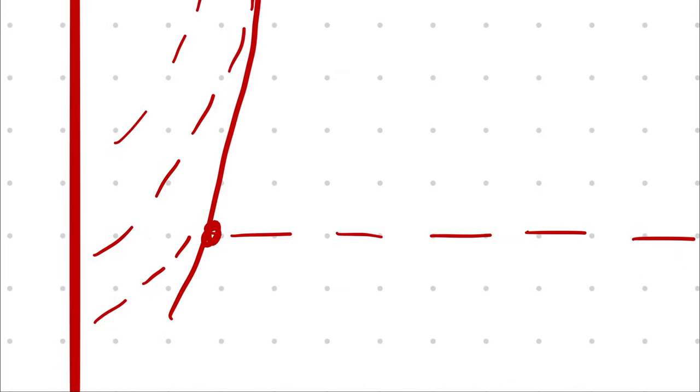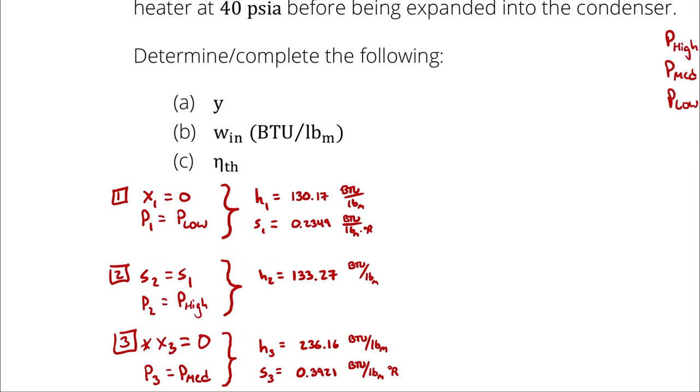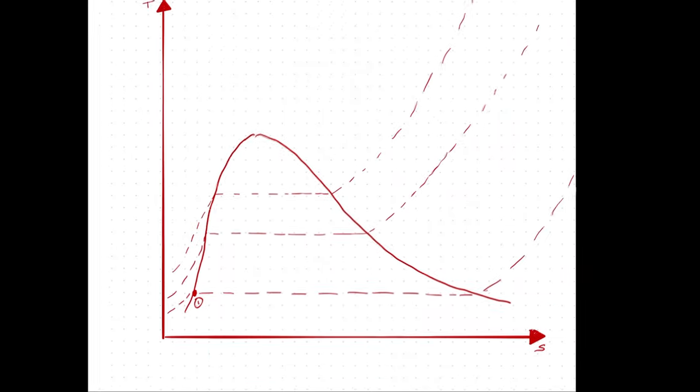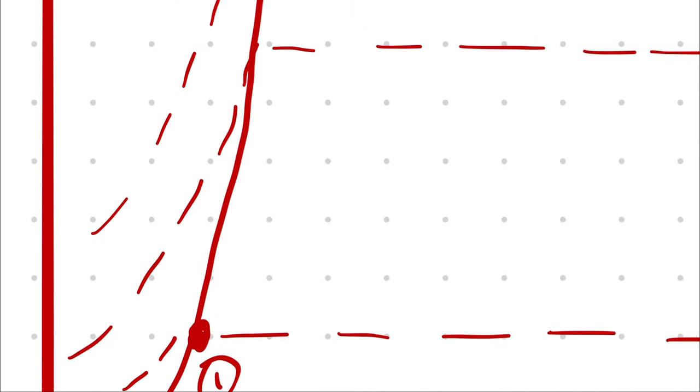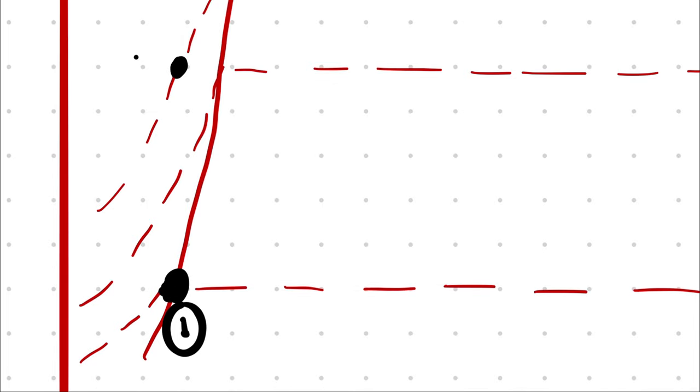So state one is going to be here. Low pressure, assumed to be a saturated liquid. Then state two is directly above it, all the way on the high pressure side. And I can draw that a little bit better. Also, let's switch to black, so it's easier to see. One. And two.